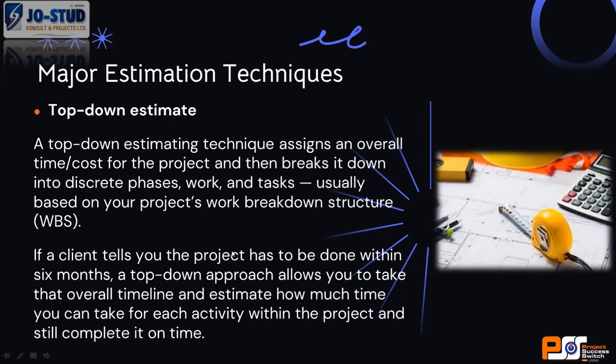So in summary, if a client or your organization tells you, I want a project done within 6 months, a top-down approach allows you to take that overall timeline and estimate how much time you can take for each activity within the project and still complete it on time. Now, just in case somebody wants to ask: what if you are unable to achieve the time and cost the client is giving you?